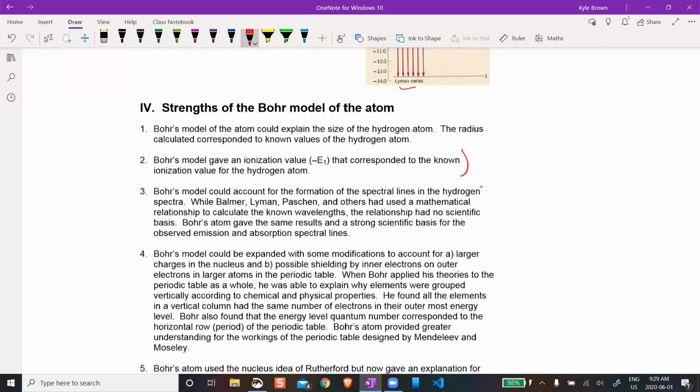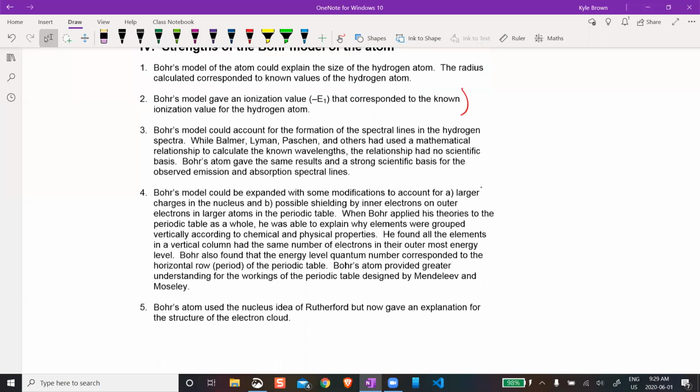That's true science. All right, so third, Bohr's model could account for the different spectral lines in the hydrogen atom. So like the Lyman, Paschen, and Balmer series, right? They were able to use a mathematical expression to show when you would get them. But Bohr's model was able to actually describe why that happens, right? So his was a lot more powerful. And I won't get into it yet.